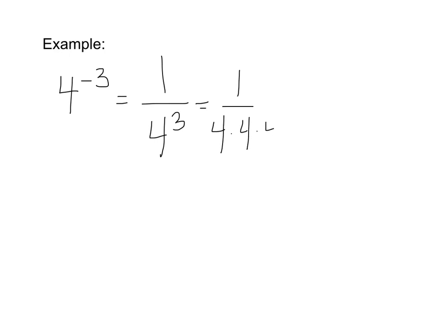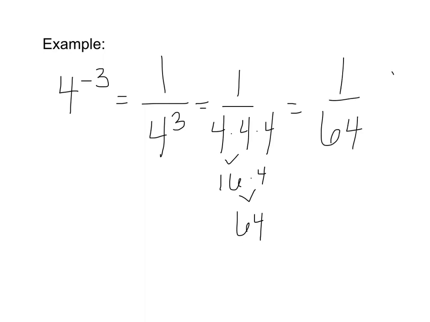Let's check out an example of this negative exponent thing. So if I give you 4 to the negative 3rd power, you would know, okay, to get rid of that negative exponent, I have to throw it into the denominator. And then to solve, we know we have 4 times 4 times 4 in the denominator. 4 times 4 is 16. 16 times 4 is 64. So my answer is 1/64. And that is the final answer.